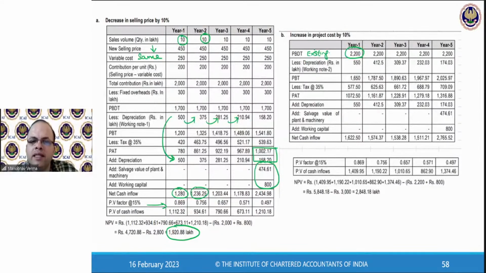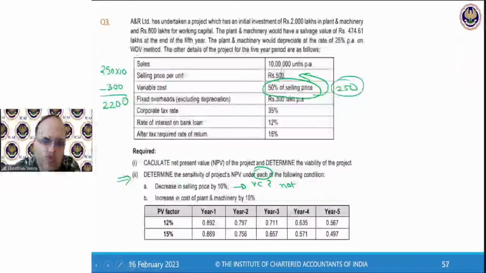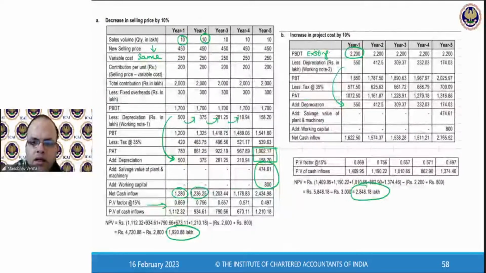Then everything else is the same as before. You reduce the depreciation, you reduce the tax, you add back the depreciation. You add back the salvage value and the working capital in the terminal year, and then with the present value factors, the NPV comes to 2,848. What happened basically is you are increasing your initial outflow in terms of the plant and machinery. Guys, everyone with me on this? Any questions so far?